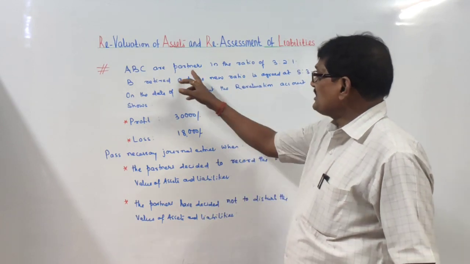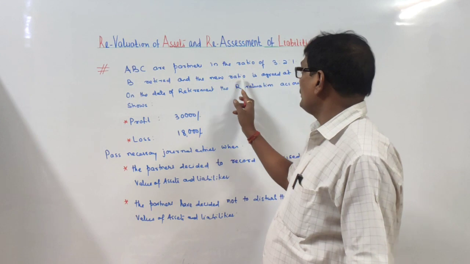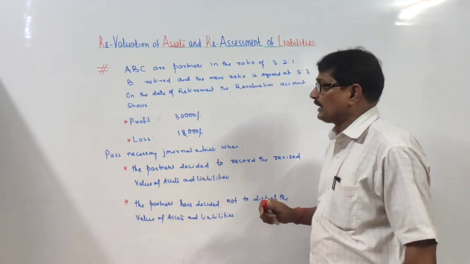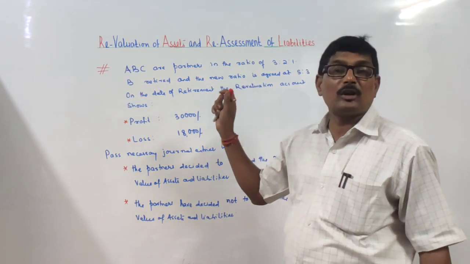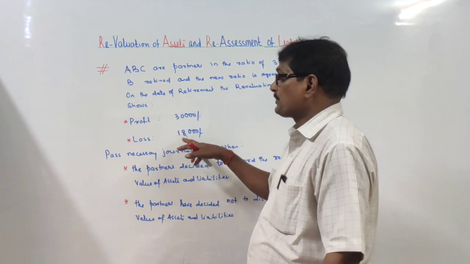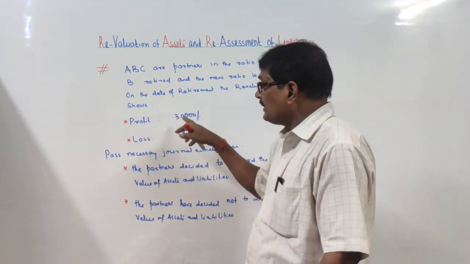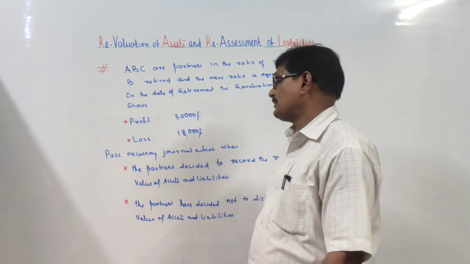now you see, A, B, C are partners in the ratio 3:2:1, B retired, and the new ratio is agreed at 5:3. On the date of retirement, the revaluation account shows, instead of giving the full questions, we have just given the net effects. In the first case, the profit is 30,000, and in the second case, the loss is 18,000.